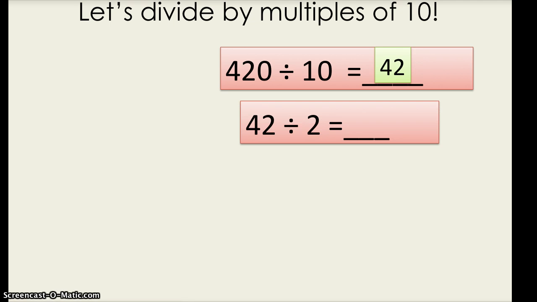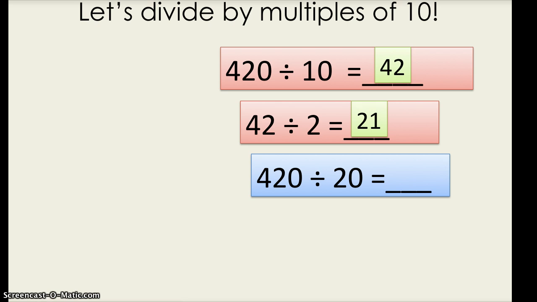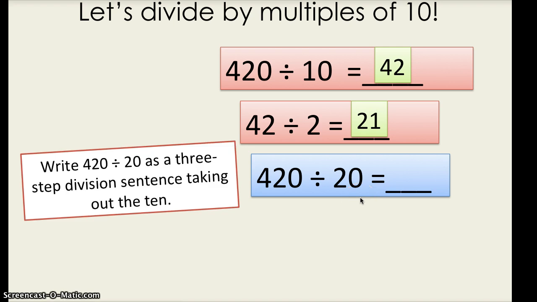Okay, 42 divided by 2 equals, pause the video while you work it out, 21. So basically what I did was I broke down 20 and divided it by 10 and then by 2, and that's the same thing as dividing it by 20. So I can just put those two things together.